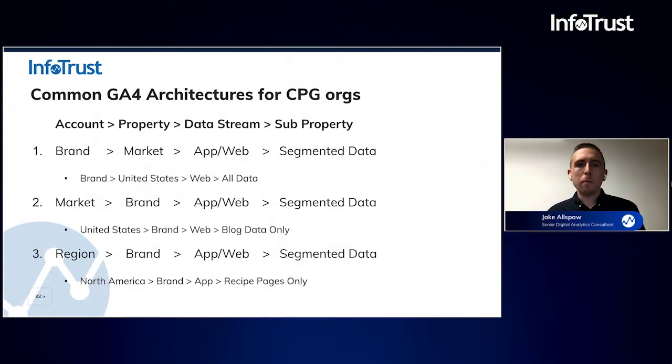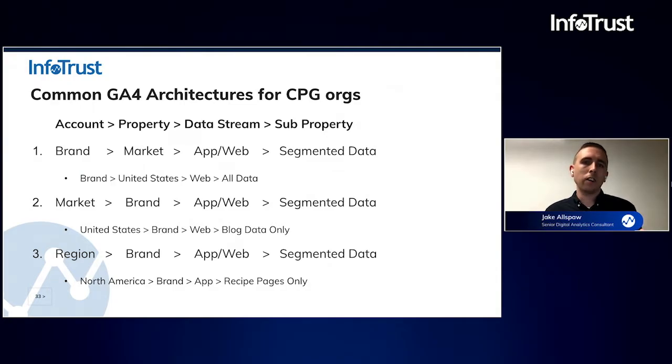So these are some common architectures we've seen used for our partners. You're certainly not limited to these, but hopefully seeing them will get the wheels turning for how you might organize your accounts at your organization. The base framework from top to bottom goes account, property, app or web data streams, then subproperties, with account being the most general and subproperty being the most specific.